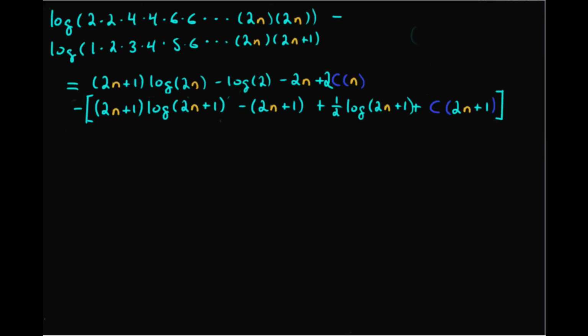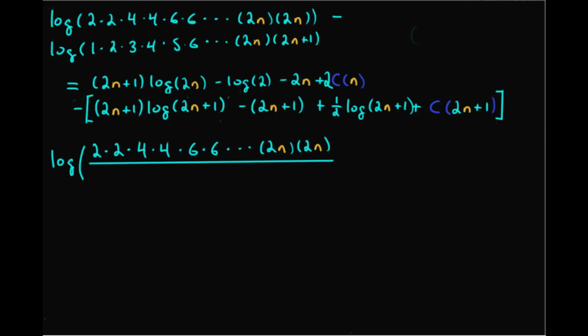And now we can immediately rewrite the left-hand side of this equation, recalling from the rules of logarithms that the difference of two logarithms is equal to the logarithm of the quotient of the terms. So the left-hand side of the equation will become the log of 2 times 2 times 4 times 4 times 6 times 6 times ... all the way up to 2n times 2n over 1 times 2 times 3 times 4 times 5 times 6, all the way up to 2n plus 1.